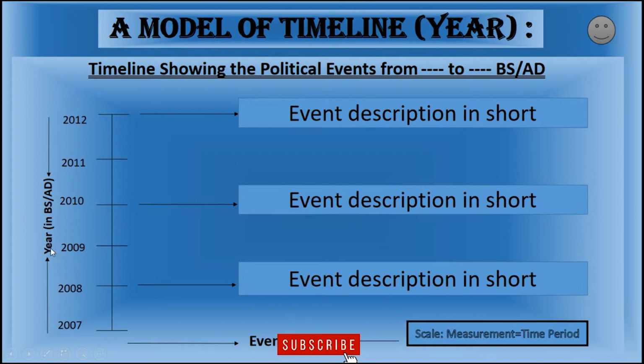So the next important thing is you write here year in BS or AD. If it is in AD, you write AD, otherwise BS. So you write year, don't write date, because we are talking about a year timeline, a timeline with only years. So here in this year timeline, you have to write year in BS.